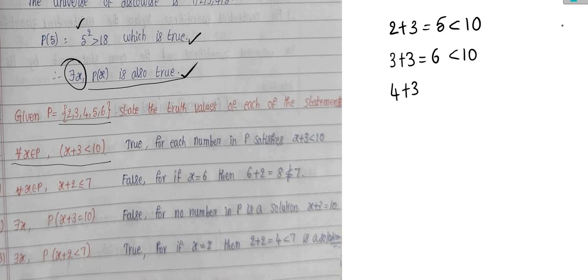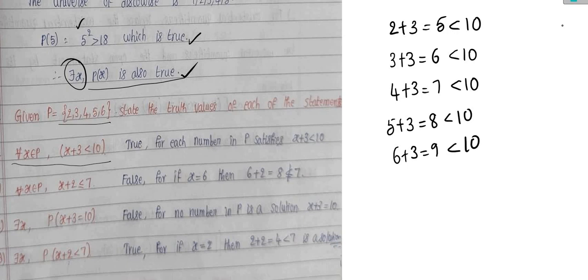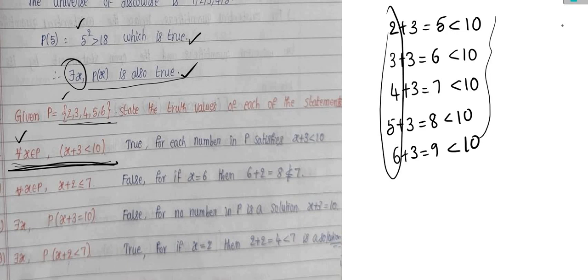4 plus 3, that is 7. 7 is also less than 10. 5 plus 3, that is 8. 8 is also less than 10. 6 plus 3, that is 9. That is also less than 10. That means if I take any number in the set P, the statement is true. That's why the final statement is true. For all is there, at all points it is true. That's why the statement is true.